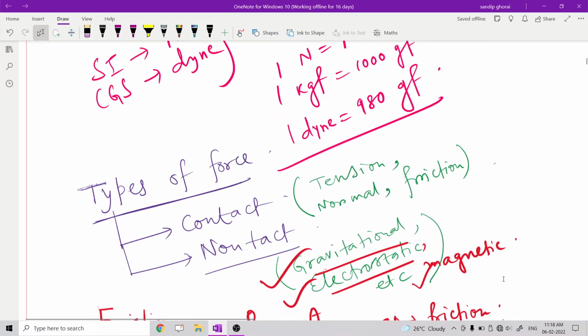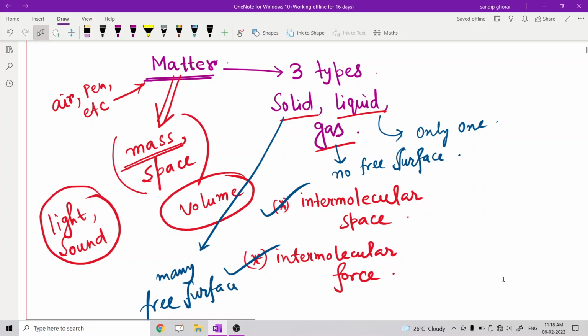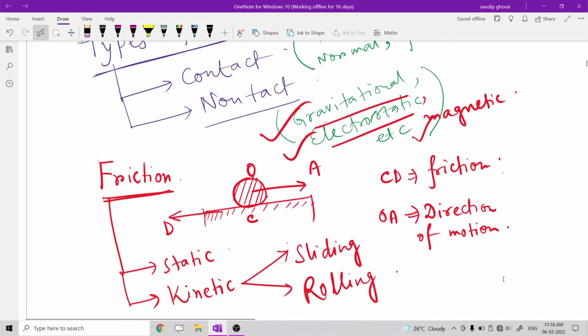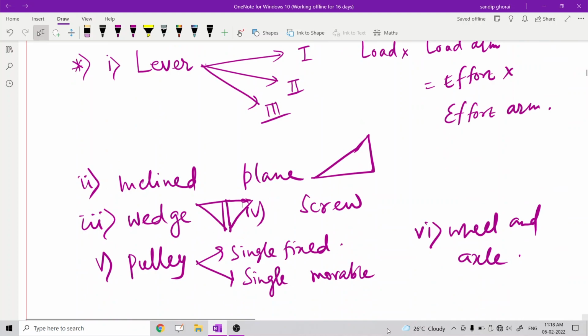So today this is the end. Today we quickly revised a total of three chapters: the first is matter, the second is force and friction, and the third is simple machines.